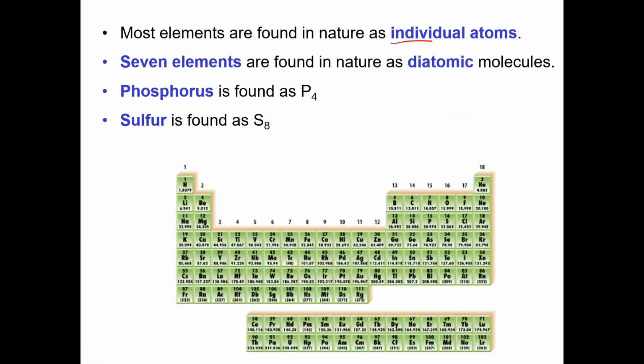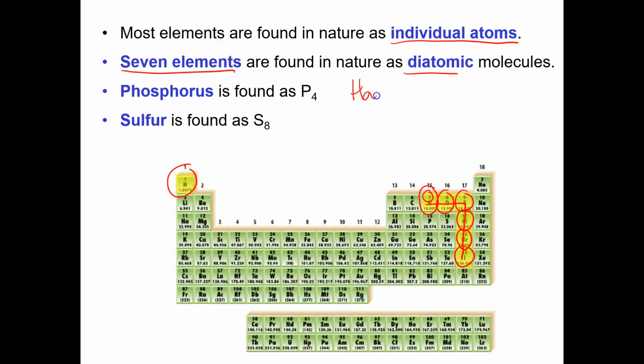Most elements are found in nature as individual atoms. However, there are 7 elements that are always found in nature as diatomic molecules. These are often referred to as the diatomic 7. They are hydrogen, nitrogen, oxygen, fluorine, chlorine, bromine, and iodine. One way of remembering them is to remember that there are 7 of them, to go over to element 7 and draw a 7, and that gives you 6 of them. It only gives you 6 of them. You have to remember the hydrogen is also a diatomic.